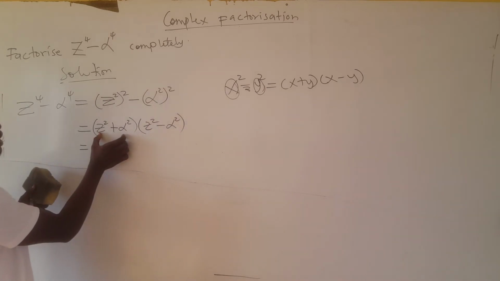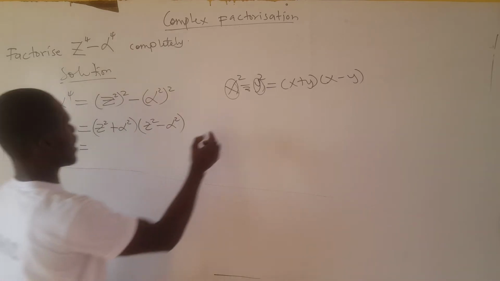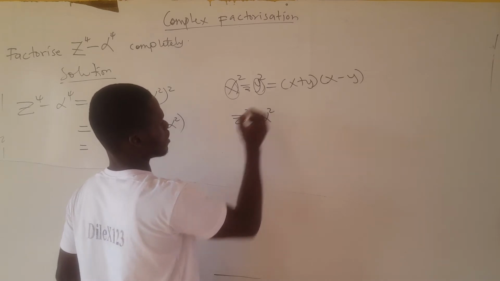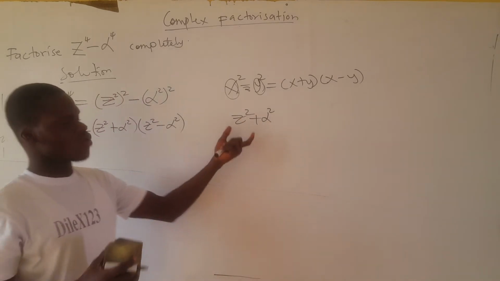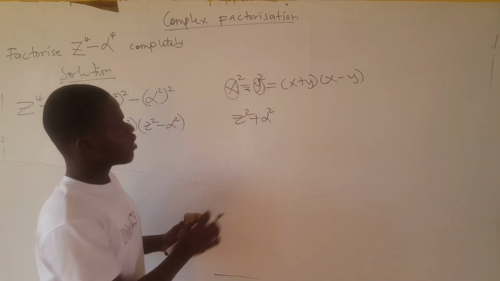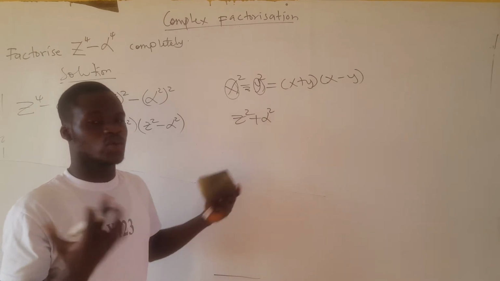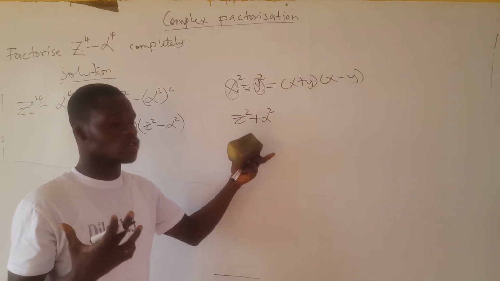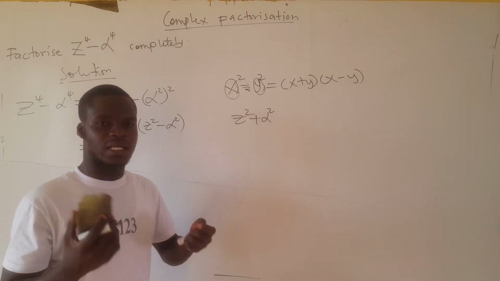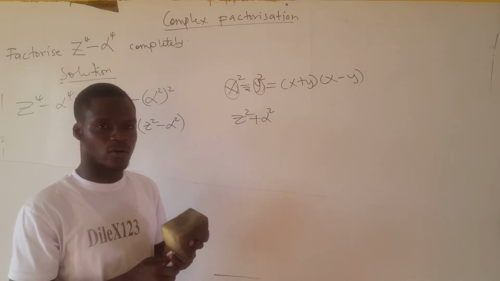But over here, this is where we have an issue. Here we have z squared plus alpha squared. This is what we call complex factorization. In normal mathematics, you wouldn't be able to continue factorizing something like this. But when we apply the understanding of complex numbers, we are able to factorize it. So let's see how we are going to do that.